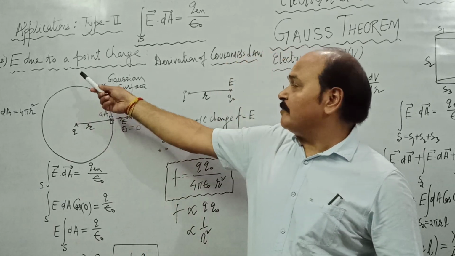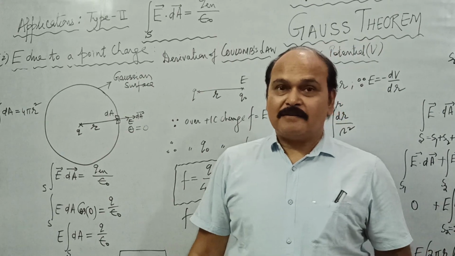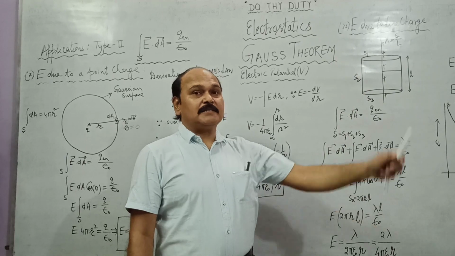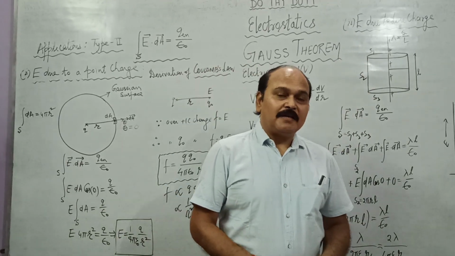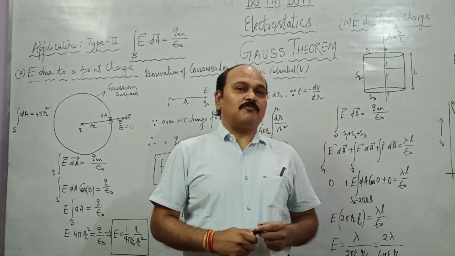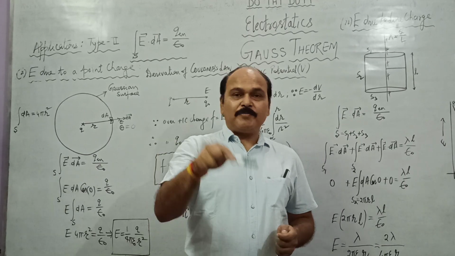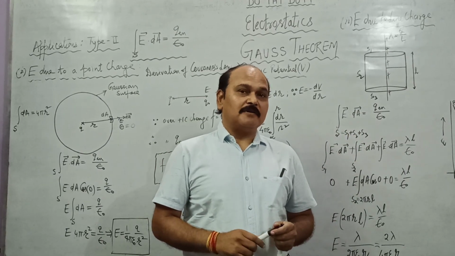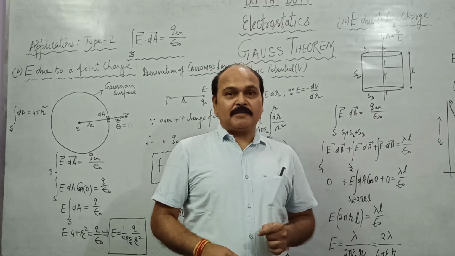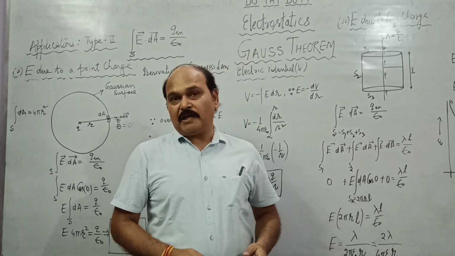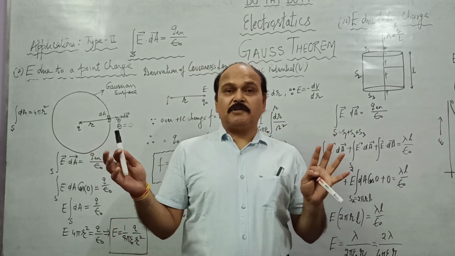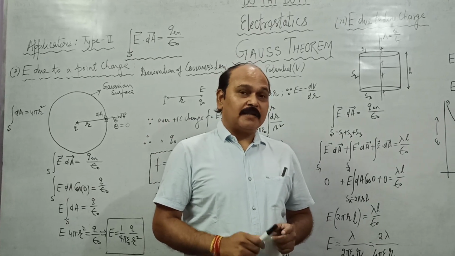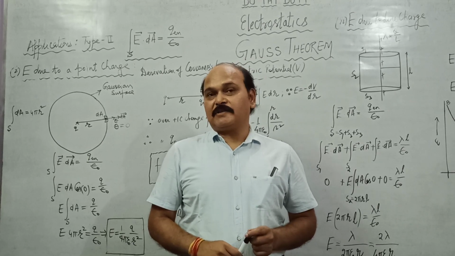The very first application is E due to point charge, and the next application which we will study is E due to line charge, that is linear charge distribution. Children, in every type 2 application, what do we do? This is common to all derivations which we are going to work out. At whichever point we wish to find electric field intensity due to any charge distribution, we first make a closed surface passing through that point. That closed surface is called the Gaussian surface.